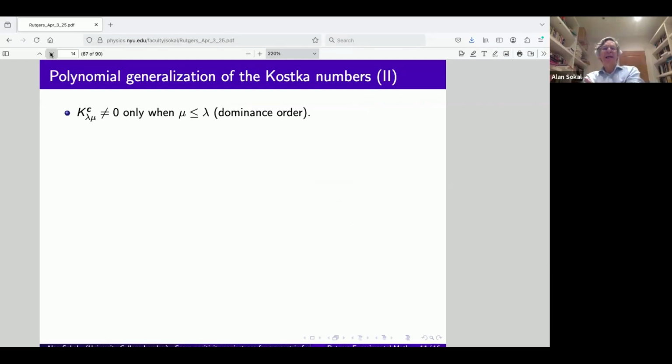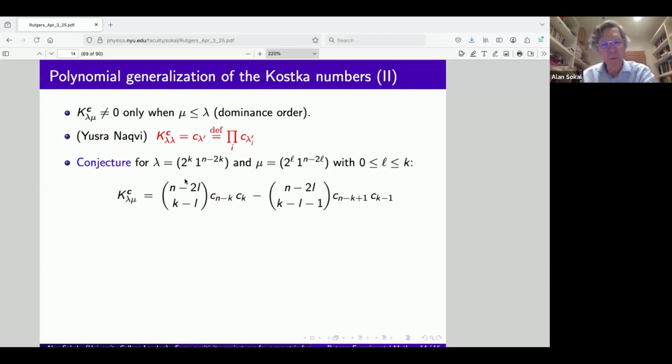So again, it's just a few remarks. Again, it's non-zero only when mu is below lambda in the dominance order. And Yusra, one of the first things she proved was that the diagonal elements are just the products of C_lambda prime. That is the transposed partition. You evaluate the C's on the transposed partition. That's what the diagonal elements are. But what about the off-diagonal elements? Well, for example, we did some experiments and we have a conjecture for the case of partitions where all of the rows have either size 2 or size 1.